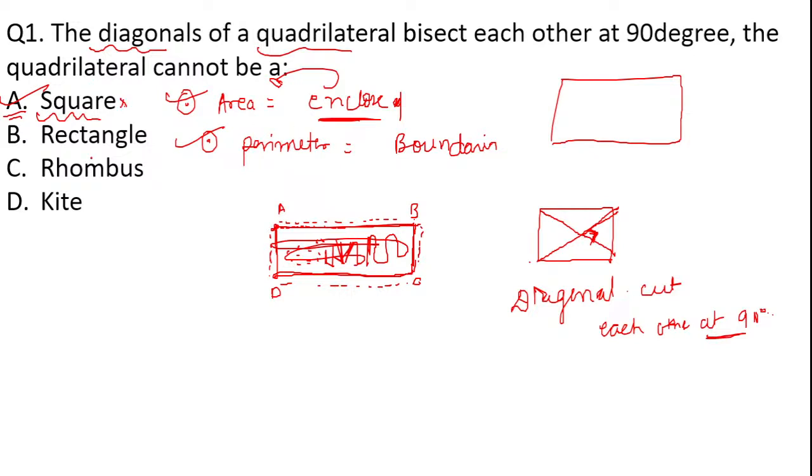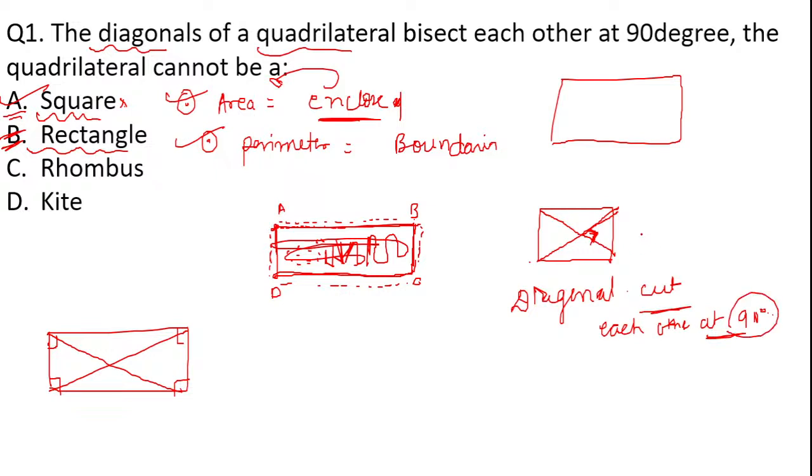When we look at the rectangle shape, the diagonals do not cut each other at 90 degrees. The angles in the rectangle are 90 degrees. So the correct answer for the question is option B, that is rectangle. You have to focus on one particular thing. Whenever the diagonals are bisecting each other, they will bisect each other at 90 degrees only in the case of the square. Only in the case of the square.